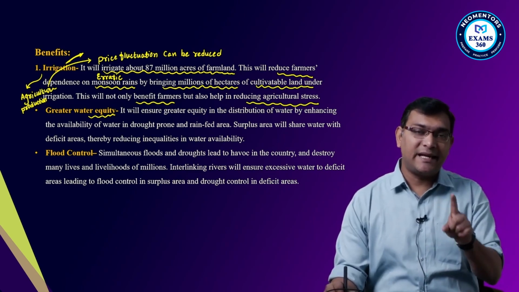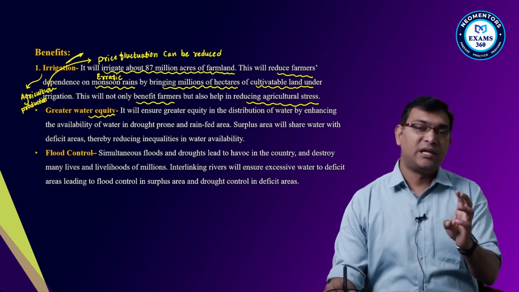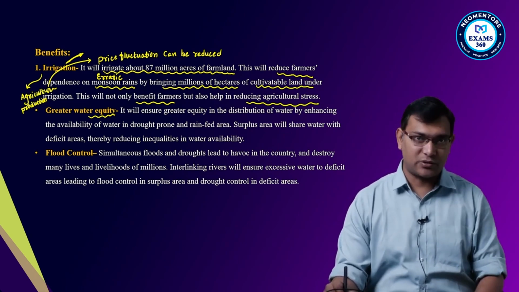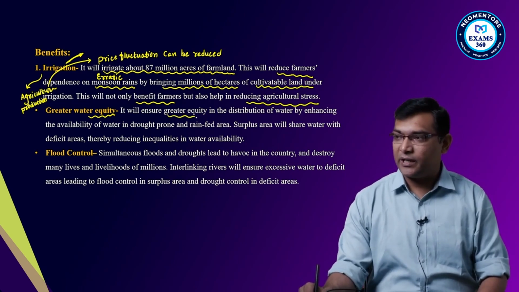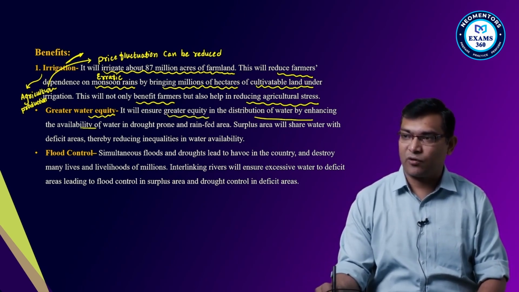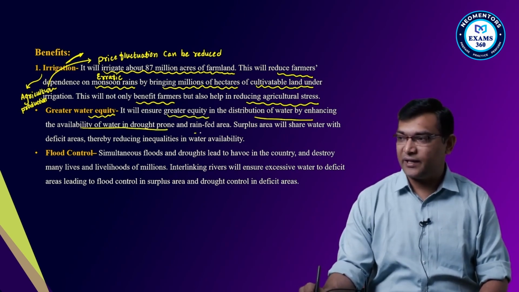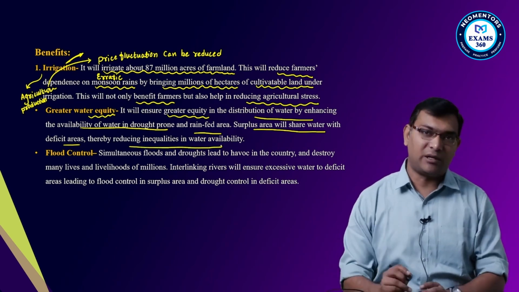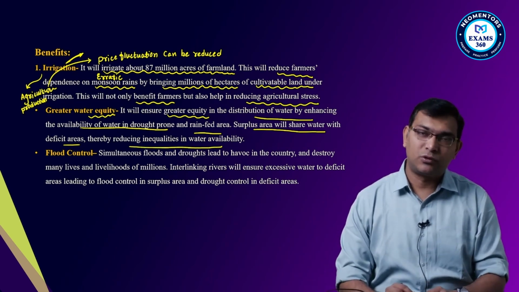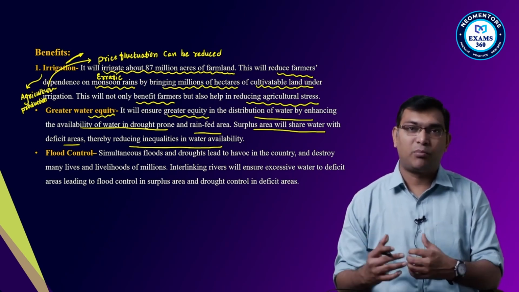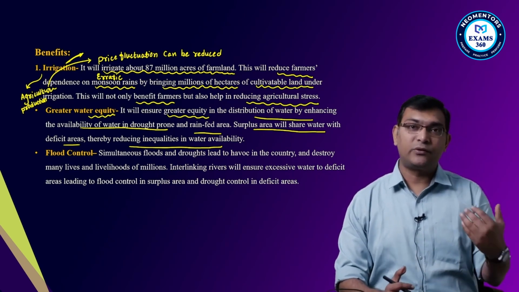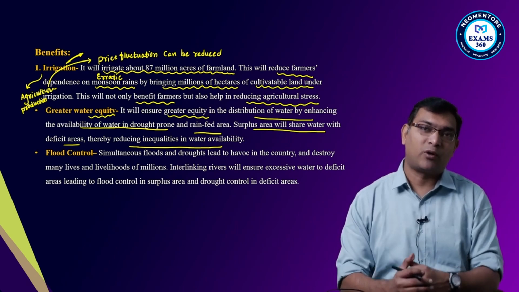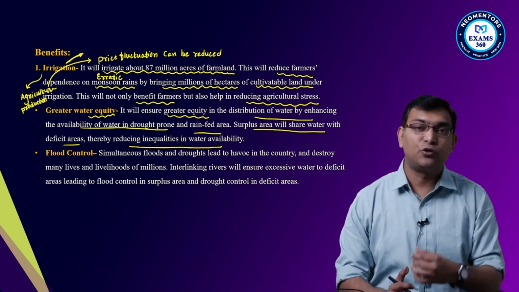So those regions which are water stressed, if you are interlinking the projects, then what will happen? Water stressed regions can be reduced. So it will ensure greater equity in the distribution of water by enhancing availability of water in the drought prone areas and rain fed areas. Surplus area will share the water with the deficit area, thereby reducing inequalities in water availability. Okay, no need to go long distances with pots, carrying vessels, going into the deeper parts of the well, and for just a pot of water you are risking your life. So no need to do that.